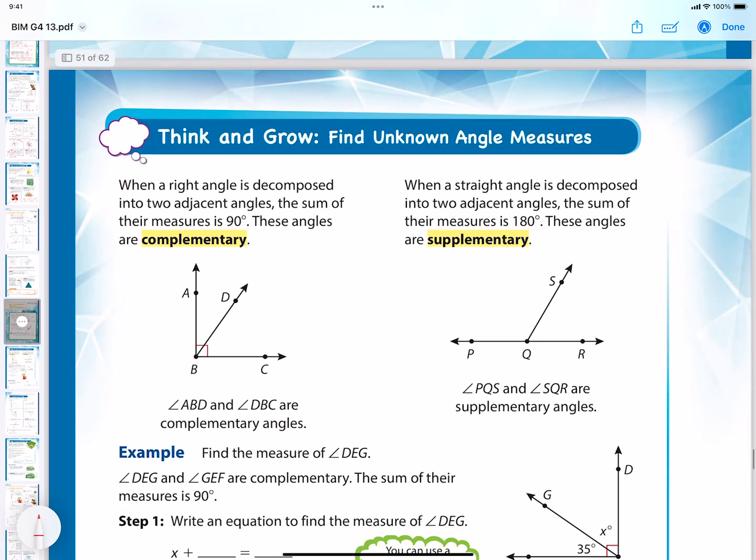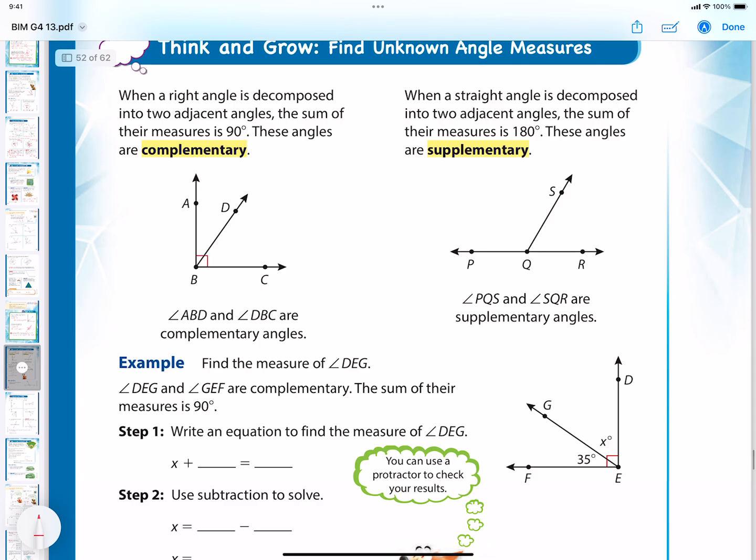All right, now let's move on. We have new vocabulary today: complementary angle and supplementary angle. Complementary angles, when you add them together, make a right angle. And supplementary angles make 180 degrees. That's what they say, in short form, okay?